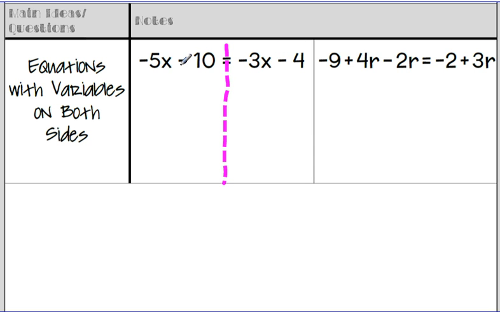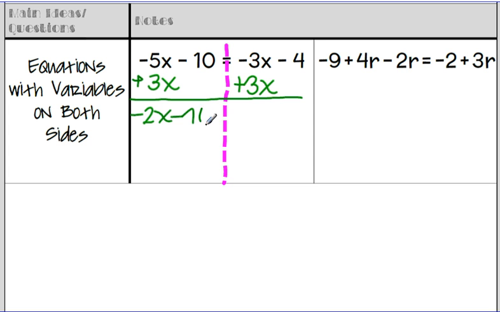So when I have negative 5x minus 10 equals negative 3x minus 4, I like to move my variables to the left. So my first goal is to move this negative 3x to the left side of the equation. So in order to undo a negative 3x, I'm going to add 3x to both sides. So when I do that, I would have negative 2x minus 10 is equal to, and I'd be left with negative 4.